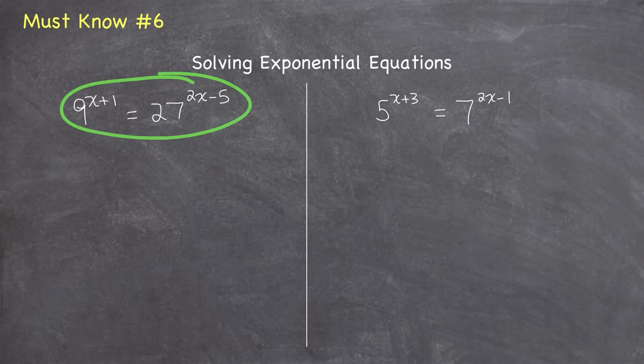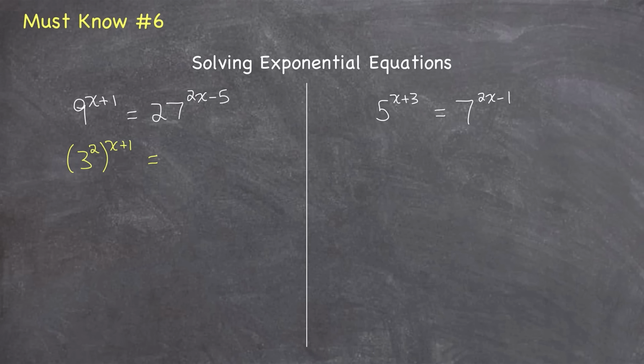The equation on the left, it would be easy to rewrite those powers so that they have the same base. When I look at the bases of the powers, 9 and 27, I recognize that those are both powers of 3. I could rewrite the 9 as a 3 squared, and I could rewrite the 27 as a 3 cubed. And then on both sides of this equation, I could simplify using exponent rules. On the left, I have a power of a power.